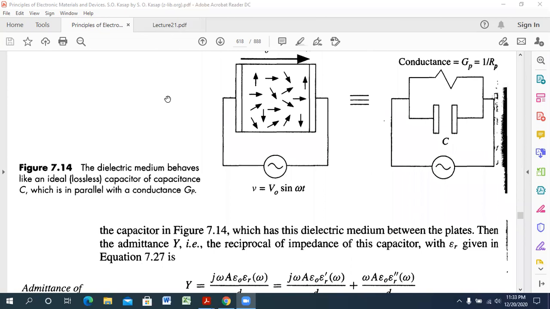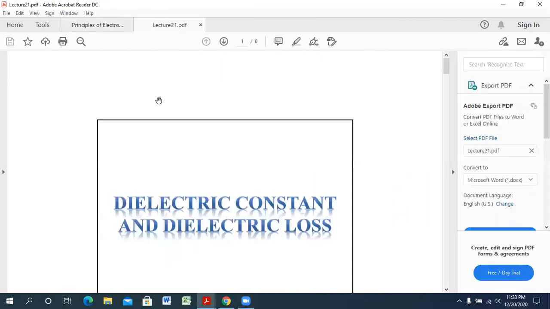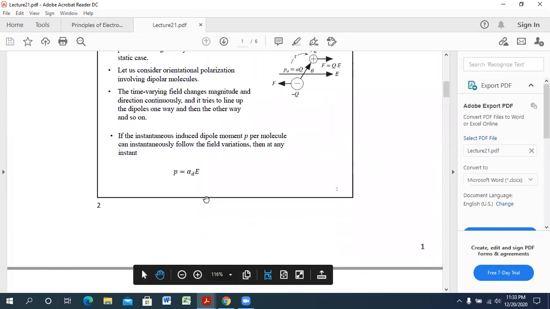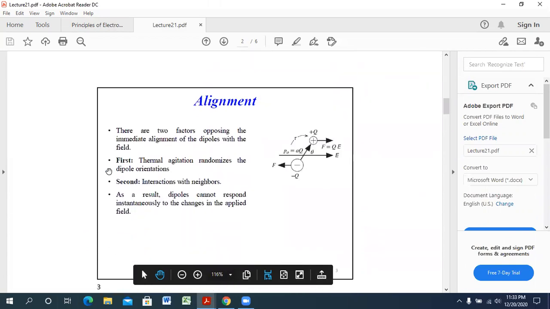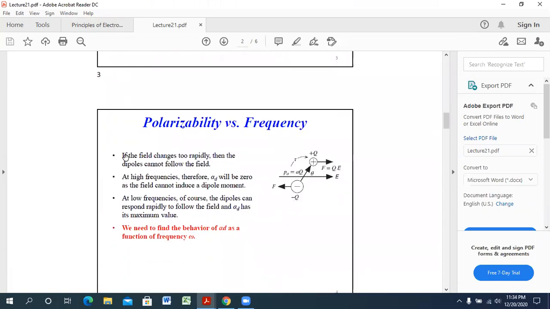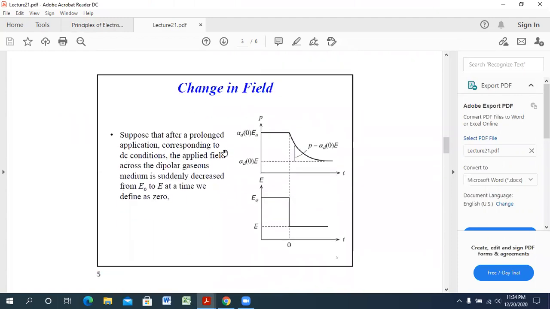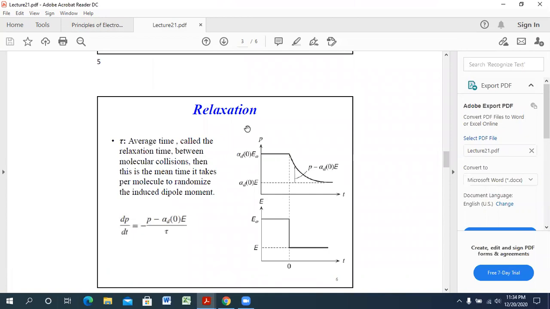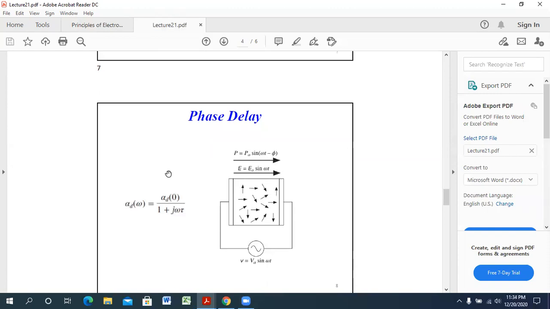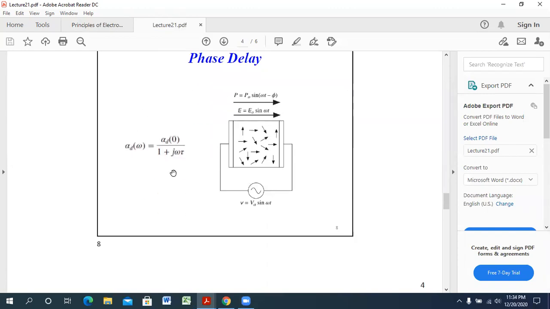Okay. Just now let me show the equations from Professor Boyd's lectures. We have already discussed this polarization: P equals alpha d E. Then in this alignment there are two conditions, as I have already mentioned. Then the polarizability and the frequency. I have also discussed the relationship between these two changing fields and the relaxation time, and we have derived up to this. Now this one is the phase delay part.